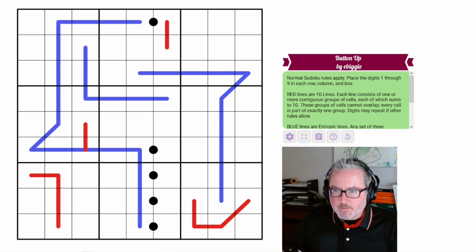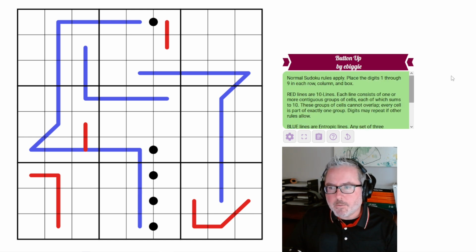So today we have a good looking puzzle here. This one's called Button Up, by ebiggie. And this is actually the first puzzle that ebiggie has published. He's got a couple of other ones up on the websites, but this was the first one, and it's the highest rated of those. So it looked like a good one to get into.